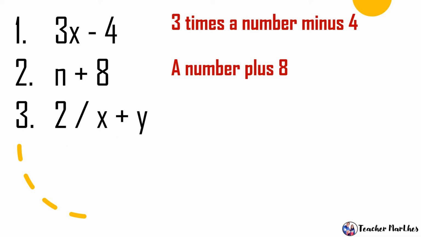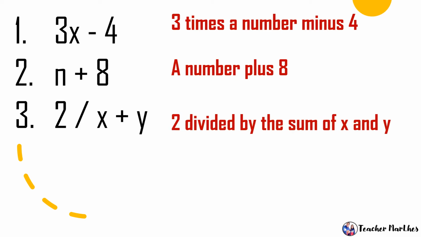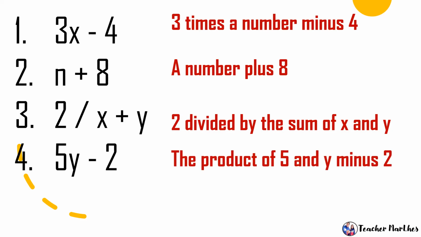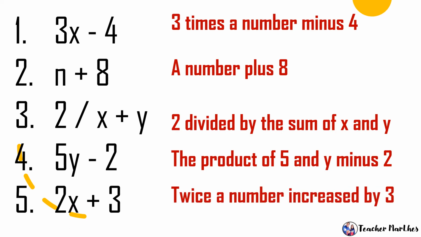Number 3, 2 over x plus y. So, we have 2 divided by the sum of x and y. Number 4, we have 5y minus 2. So, the product of 5 and y minus 2. Pwede din the product of 5 and a number decreased by 2. Number 5, 2x plus 3. Twice a number increased by 3. So, we can use the different keywords that we study in this lesson.